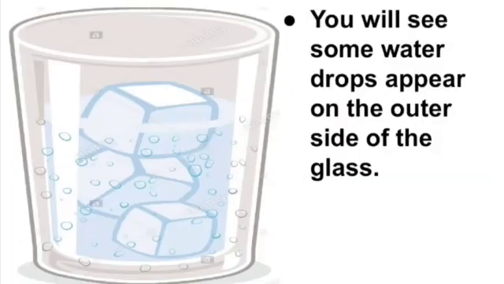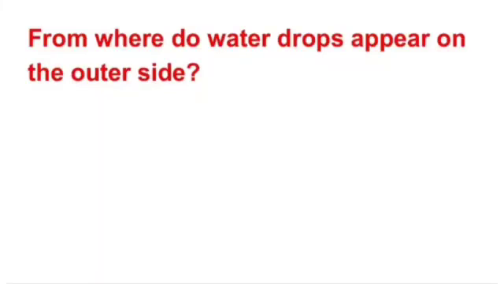After 2 minutes, you will see some water drops appear on the outer side of the glass. Like if you take a bottle from the fridge, then some water drops appear on the bottle, right? Similarly, on the glass, water drops appear. Now the question is, from where do water drops appear on the outer side?